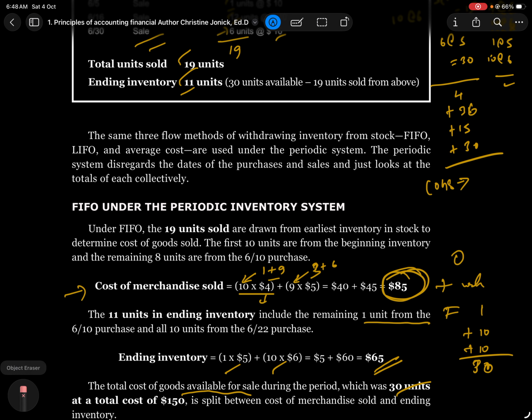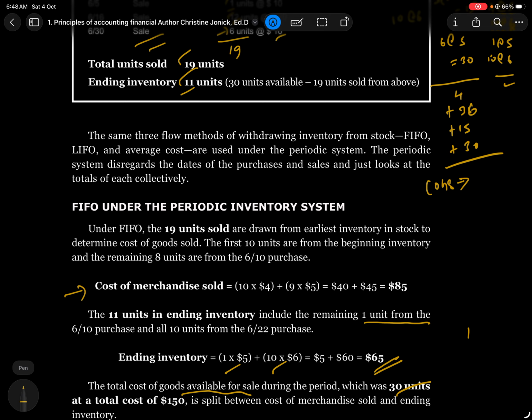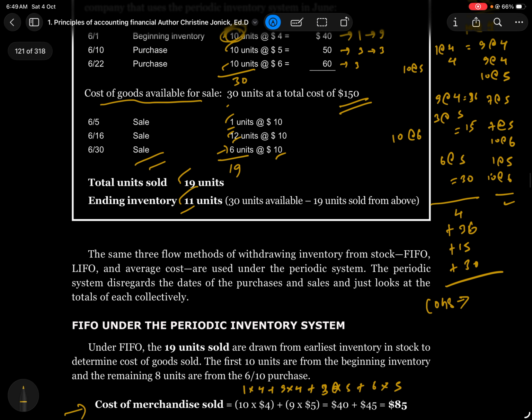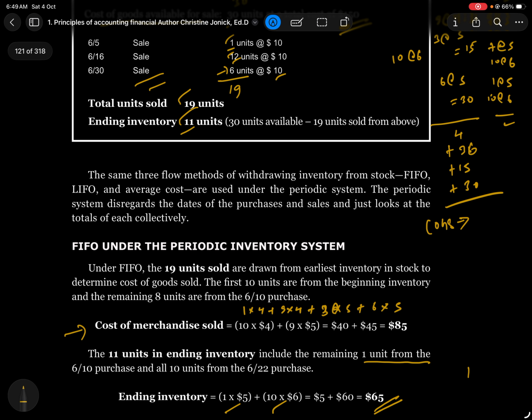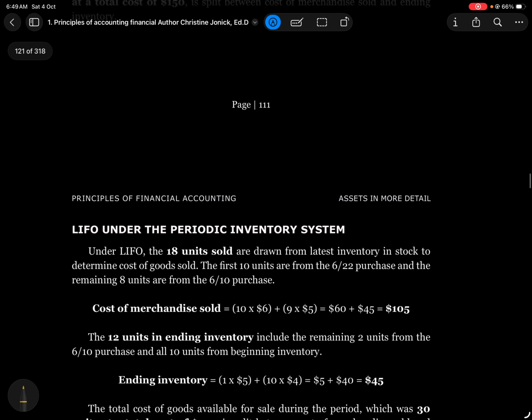Okay, so in the expanded form, it would have been like this: 9 into 4 plus 1 into 4 plus 9 into 4 plus 3 into 5 plus 6 into 5. That's what it was. Just the sum of all your costing, basically, all your sales, COGS.